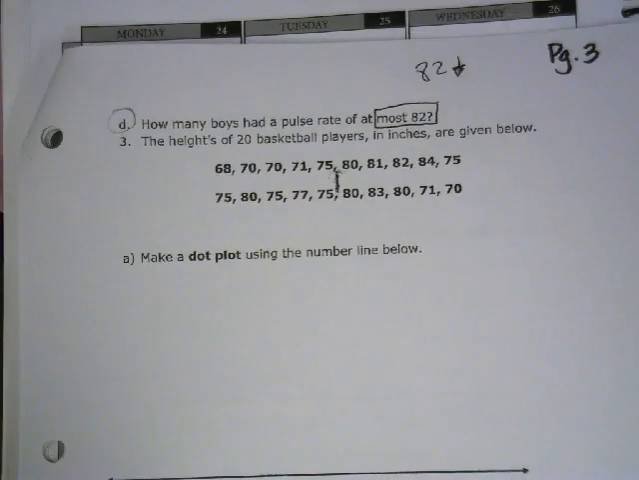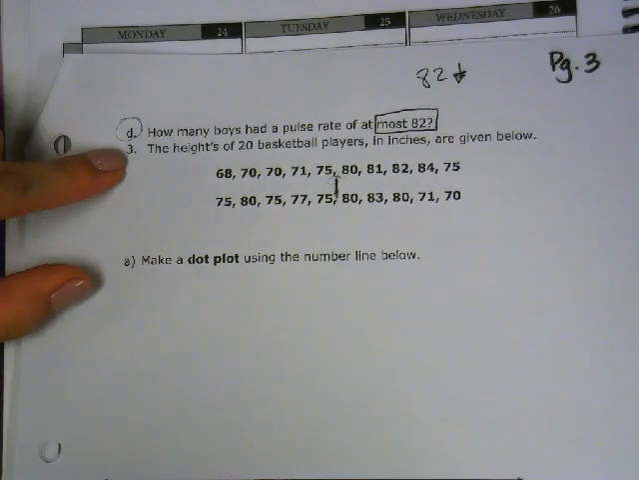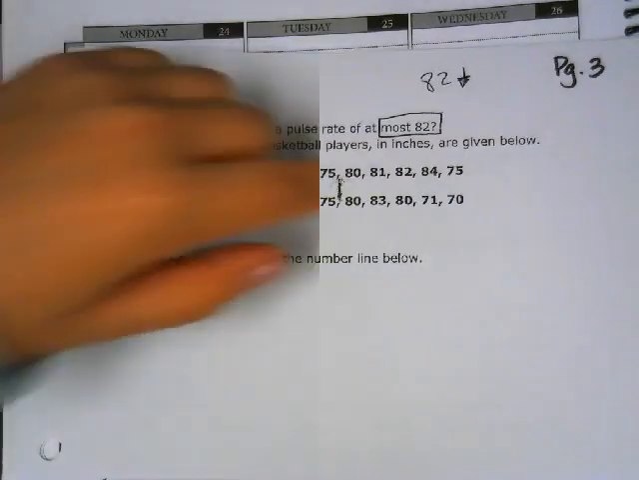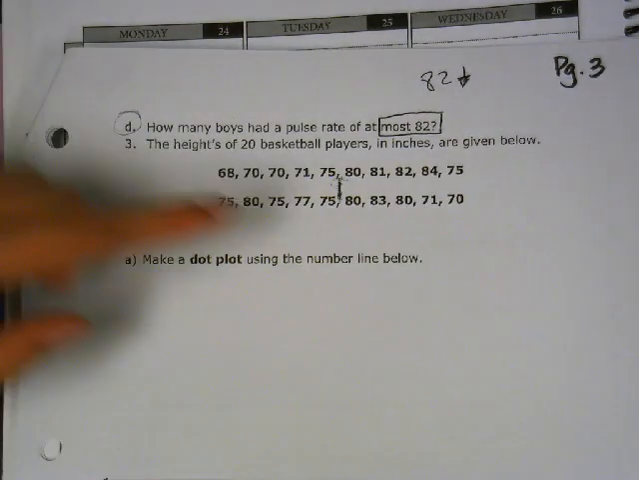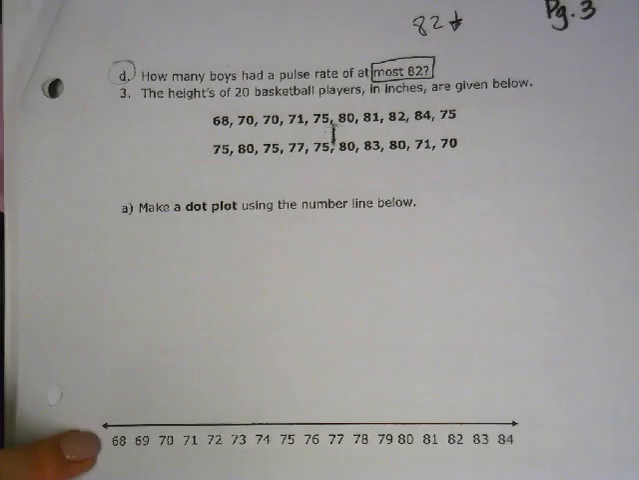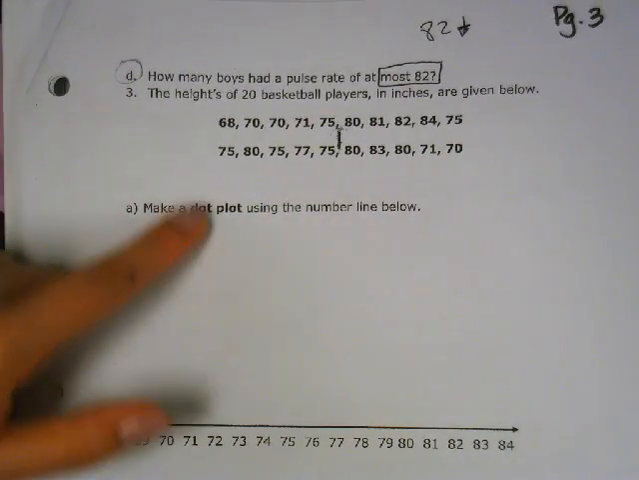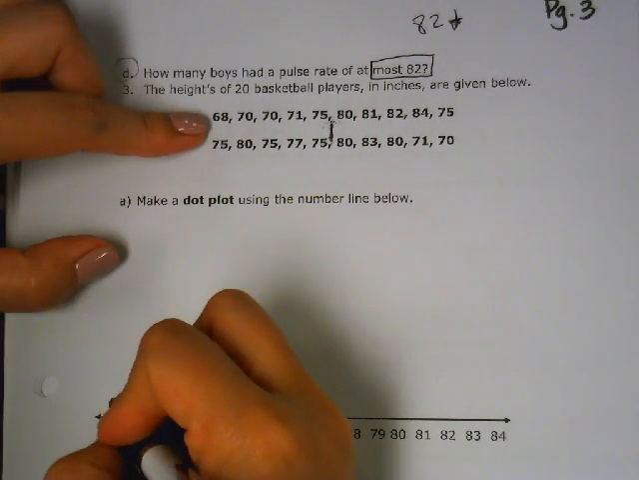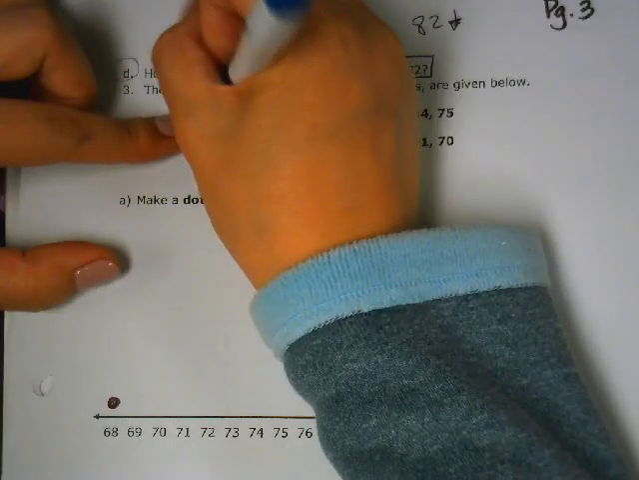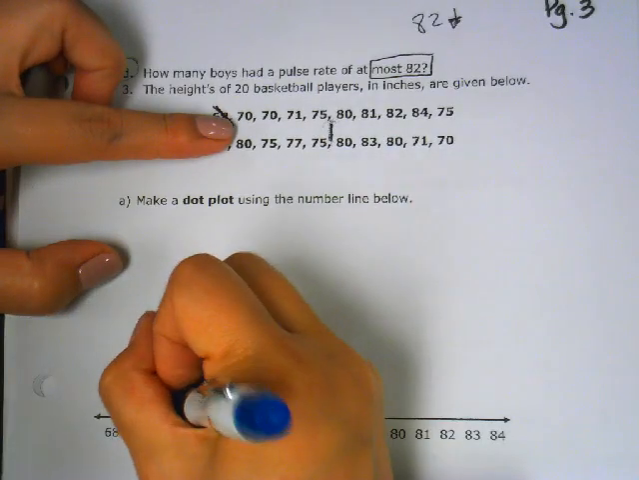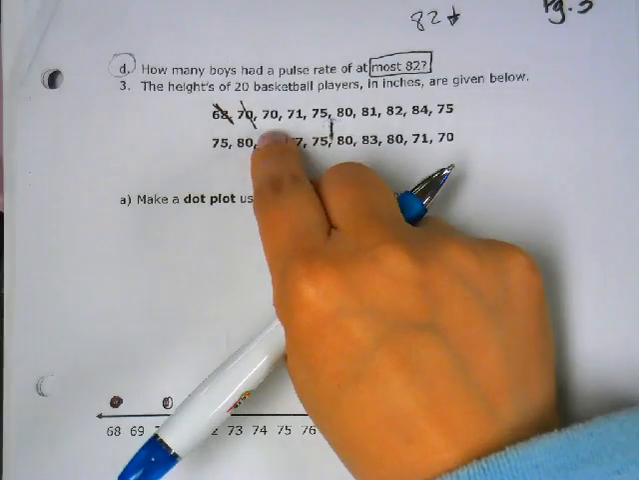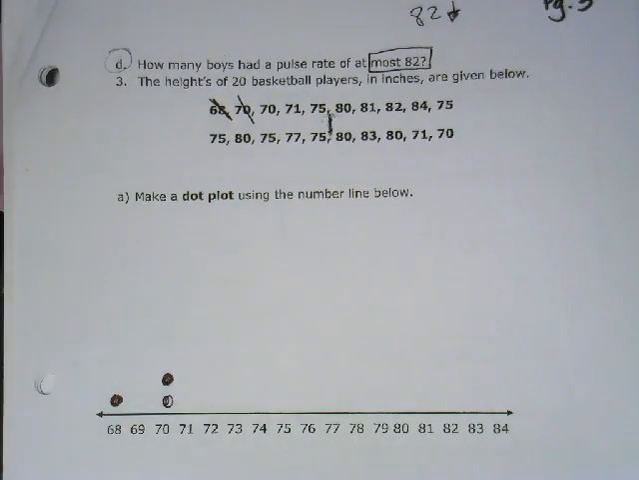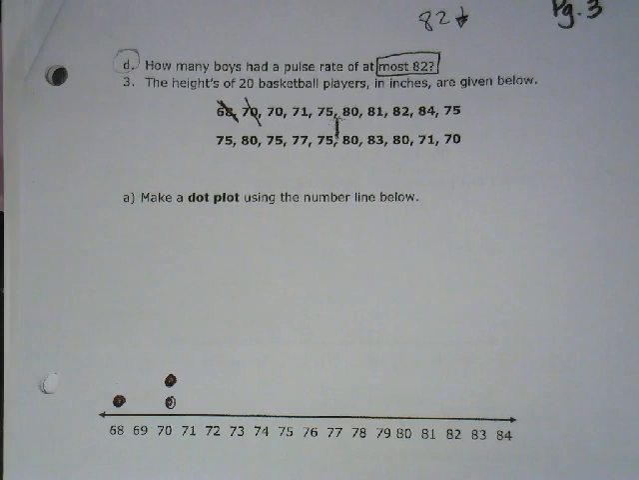All right. Now, number 3. The heights of 20 basketball players in inches are given below. Make a dot plot using the numbers below. Okay, so here's our number line. We're going to put a dot for each of these numbers. So 68. You're going to find 68 and put a dot. Just like that. Cross it out. Now put a dot on 70. Oh, here's another 70. So that means I'm going to put another dot here. Okay, so continue working and answer the questions.